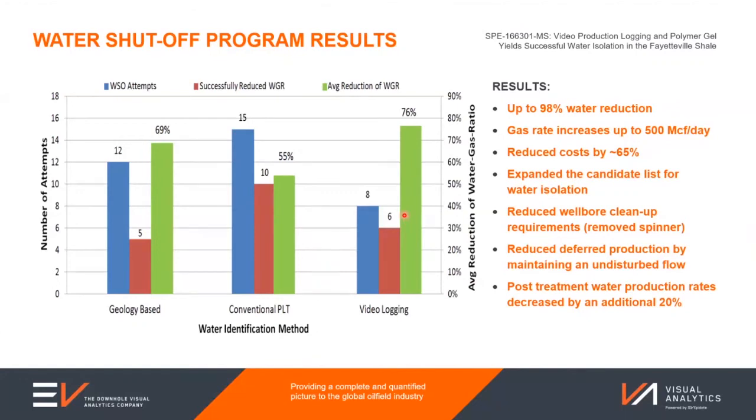In return, most wells saw somewhere between a 500,000 scuffs per day baseline up to a 900,000 scuffs per day production thereafter. The exceptional wells were even better than that. And in fact, one of the wells that was attempted, we had up to 98% water reduction. So an incredible success there. Overall, the program was seen as being highly successful.